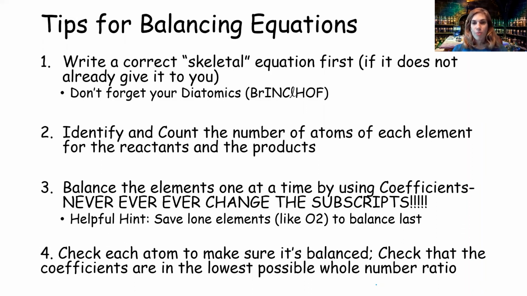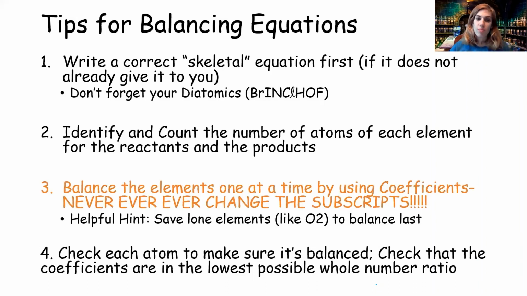If you know you've written out the formulas correctly, or it just gives you the skeleton equation, then begin looking at these other steps. So the first step is to always write the skeleton equation if it doesn't give it to you first. Do not forget your diatomic elements: bromine, iodine, nitrogen, chlorine, hydrogen, oxygen, fluorine. Identify and count the number of atoms of each element for the reactants and the products. Balance the elements one at a time by using coefficients. Never, ever, ever change the subscripts.